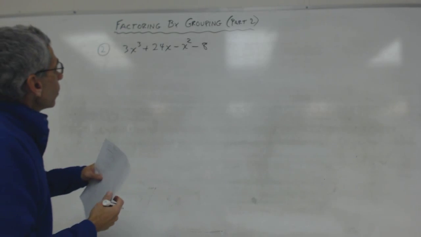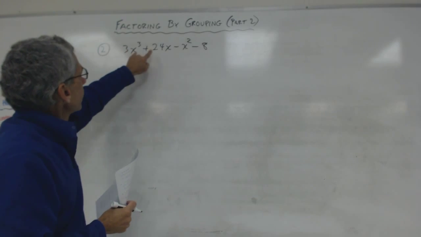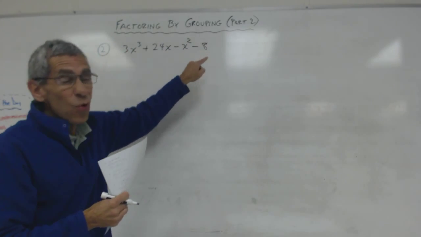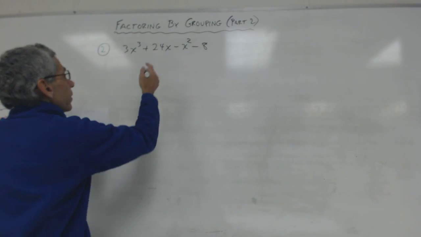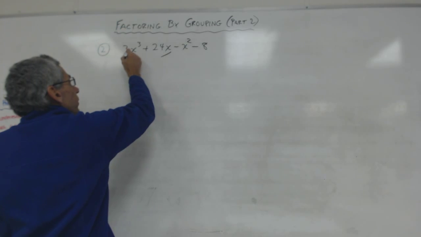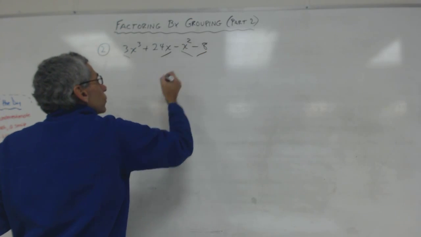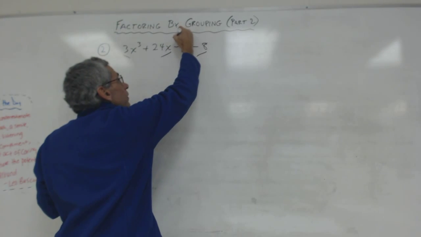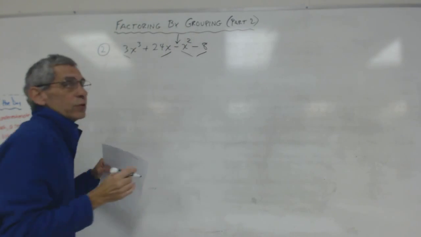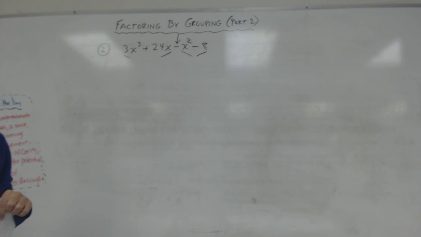All right, so notice I've got 4 terms, 1, 2, 3, and 4. So I'm going to try factoring by grouping. That's the first thing I always try when there's 4 terms. Now I'm also noticing this. There is a negative sign between the 2 groups, right? Sure.